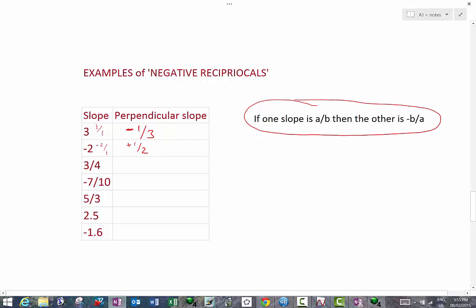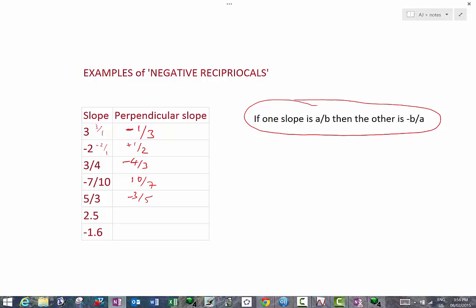If the slope is 3/4, then its perpendicular slope is minus 4/3. Similarly, minus 7/10 becomes 10/7, and 5/3 becomes minus 3/5. If the number is expressed as a decimal, we first have to convert it to a top-heavy fraction if necessary, or as a single fraction.